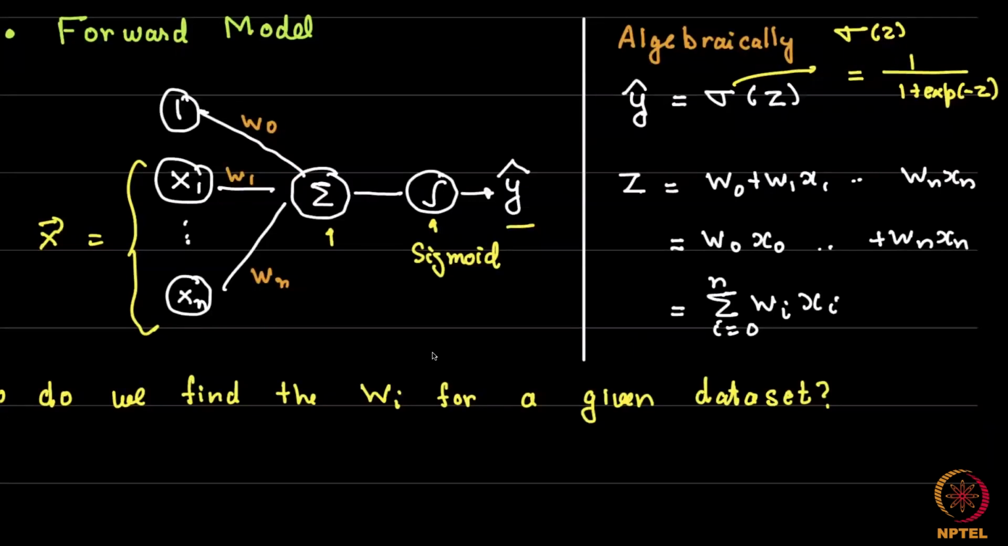So you can write this as W0 plus W1 X1 plus W2 X2, so on and so forth up till WN XN. And I have taken the liberty of putting W0 as W0 X0 just so that it looks symmetric, where X0 basically is the constant 1. So you can think of this as X0. So we can write this as the summation from 0 to N of Wi Xi.